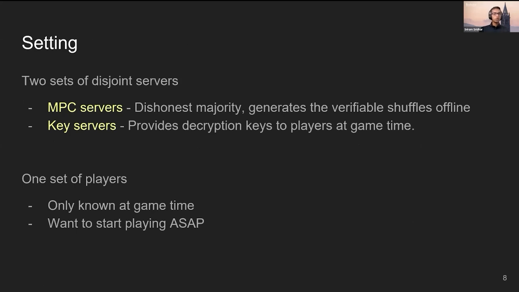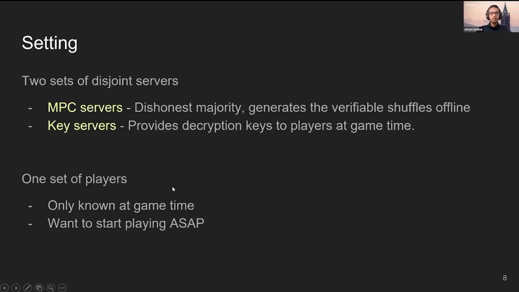So what's our protocol setting like? We have two sets of disjoint servers. These servers do not interact with each other, and they do not need to interact with each other. And they have different trust assumptions as well. So we have a set of servers called MPC servers, where we only assume dishonest majority. So we're fine with even a single server being honest.